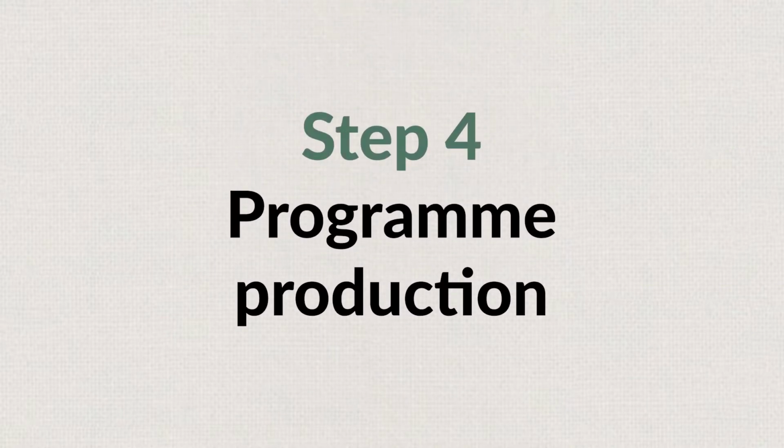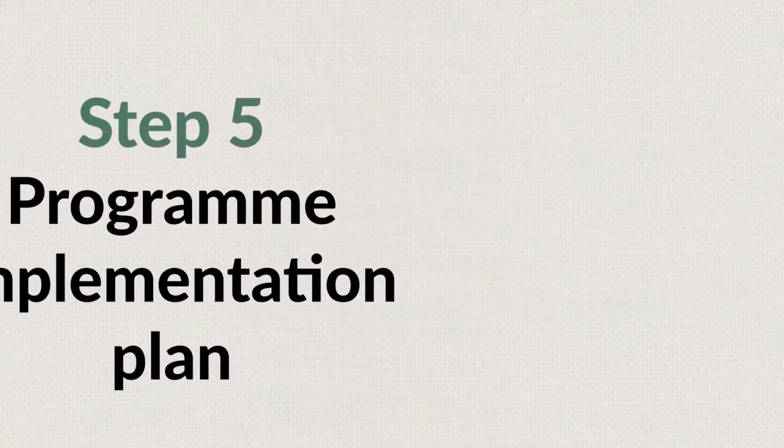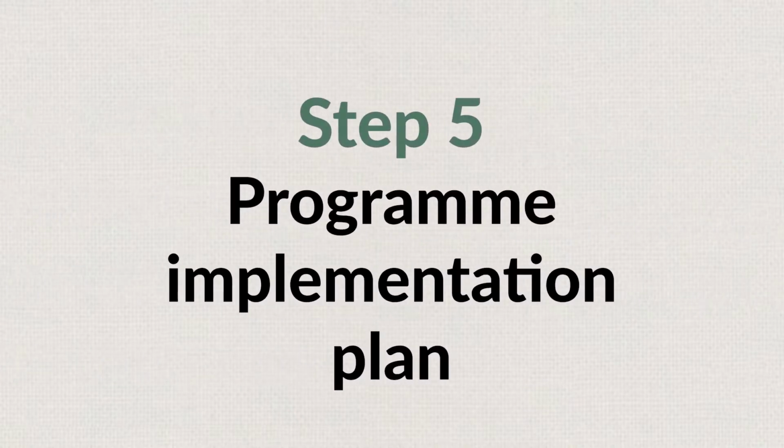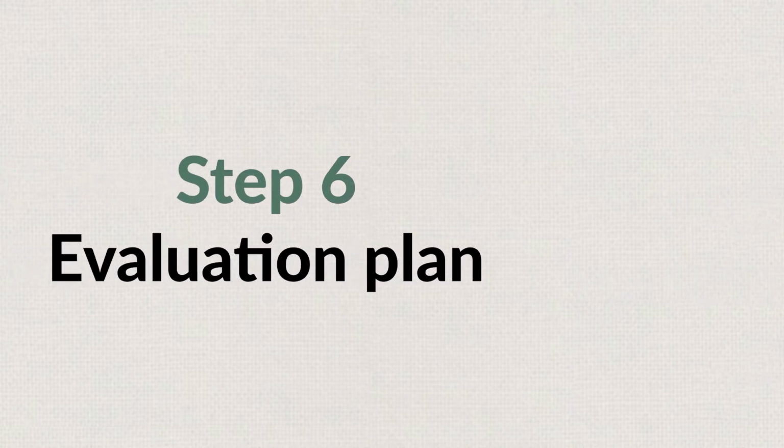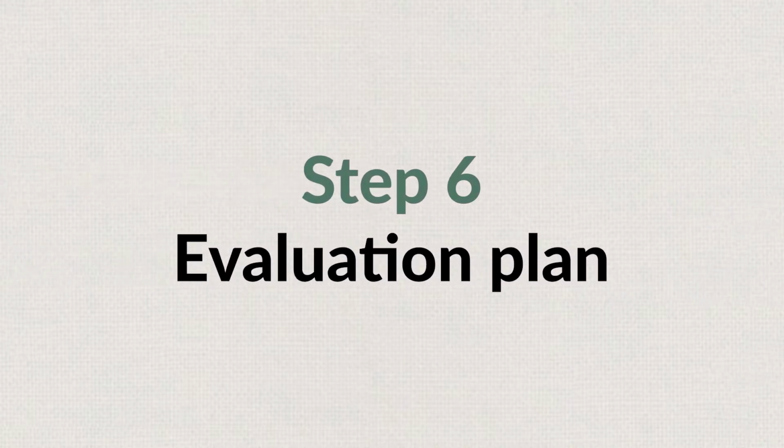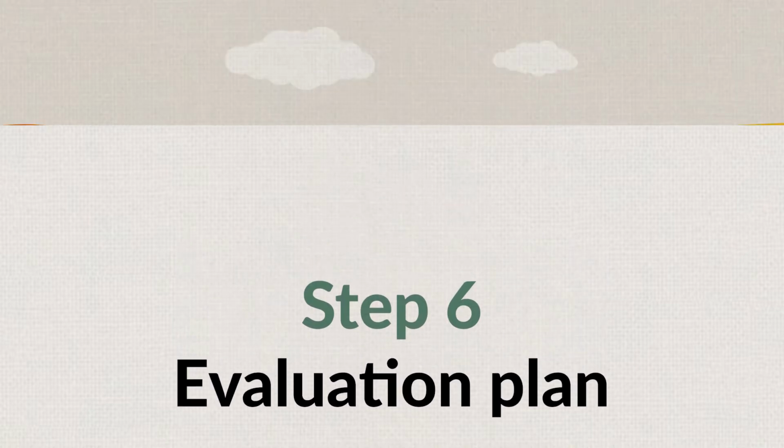Step 4. Program production. Together with your working group, plan your program execution and design the tools you are going to use. Step 5. Program implementation plan. Identify who you will work with first and what the outcomes should be. Step 6. Evaluation plan. Generate an evaluation plan to monitor the projects and to measure impact and process evaluations. Clearly define your indicators and evaluation questions.